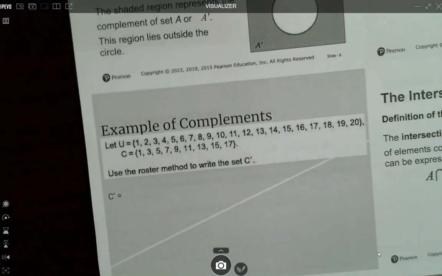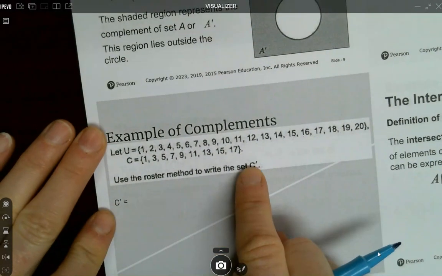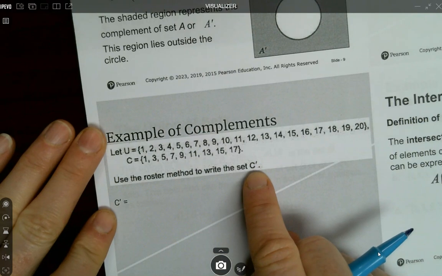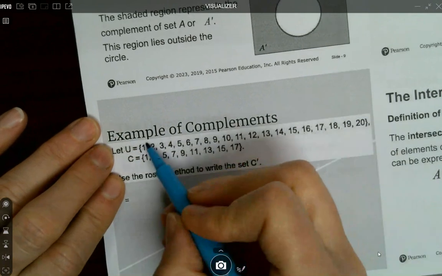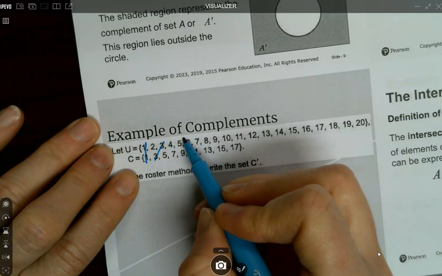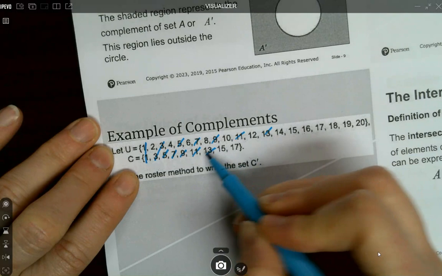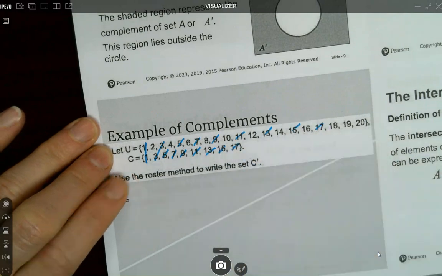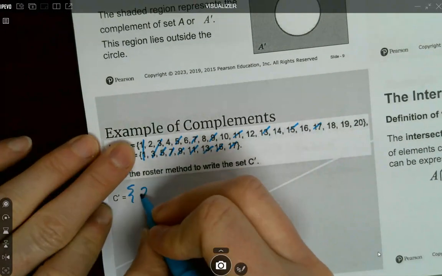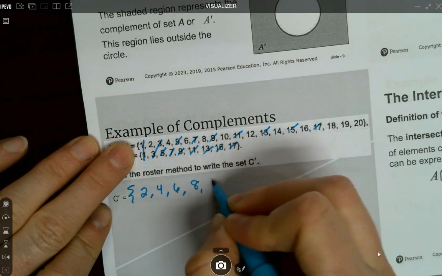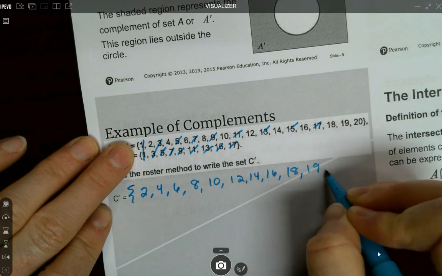One more example. They've given us U and C. Use the roster method to describe the complement of C. What I'm going to do is use these numbers and cross them out of U: 1, 3, 5, 7, 9, 11, 13, 15, 17. So C prime is everything but C that's in the universal set. Whatever's left: 2, 4, 6, 8, 10, 12, 14, 16, 18, 19, and 20.